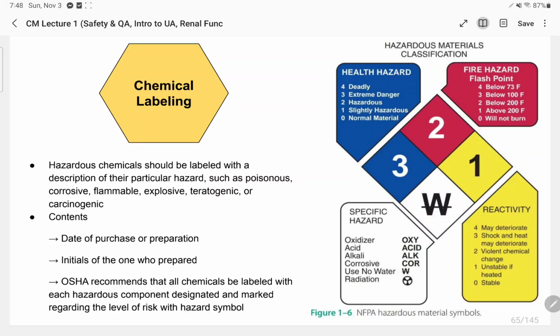Okay, and also OSHA recommends na all chemicals must be labeled with its hazardous component. Okay? And then, it should be marked regarding the level of risk with hazard symbols. Especially specific hazards. So, oxidizer ba siya? Acid ba siya? Alkali, corrosive. Radiation. Kanang radiation hazards. Dapat naa siya. Okay?